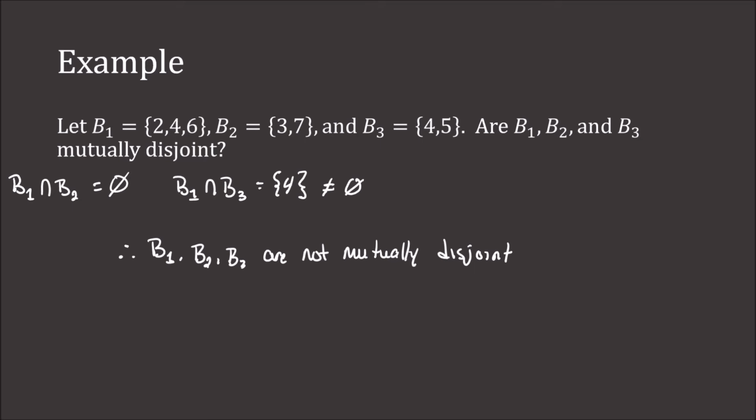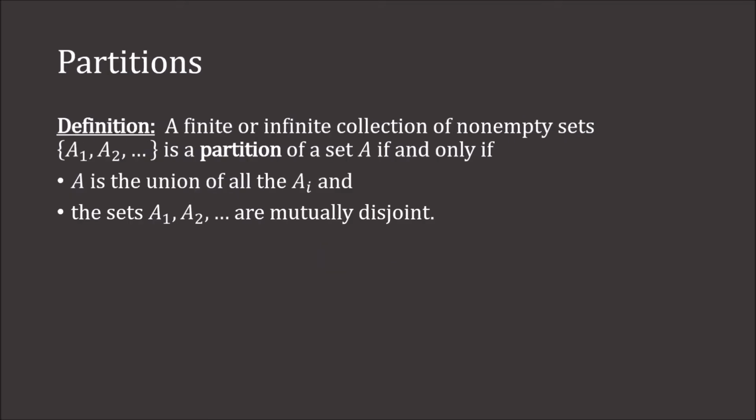So now we look at what's known as a partition of sets. A finite or infinite collection of non-empty sets, A1, A2, and so on and so forth, is a partition of a set A if and only if A is the union of all the Ai's, and the sets A1, A2, and so on and so forth are mutually disjoint.